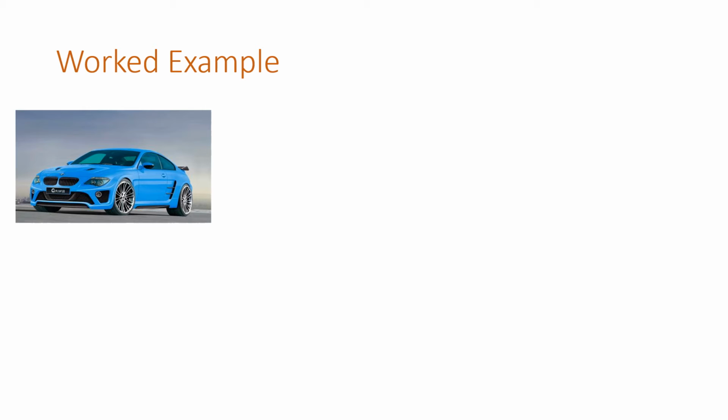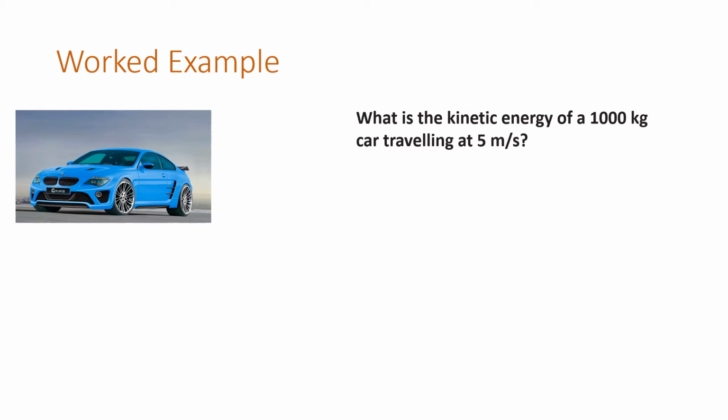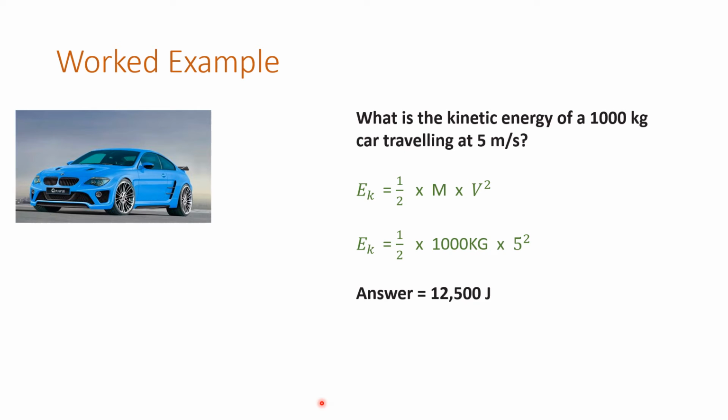Now if we look at an example, what is the kinetic energy of a 1000 kilogram car travelling at 5 metres per second? So if we bring back our trusty equation from the previous slide, kinetic energy is equal to half times the mass times the speed squared. If we plug in our information, it turns into a half times 1000 times 5 squared. If we put that into a calculator, the answer is 12,500. But we also need to make sure to stick the J on the end to give it its unit, otherwise we will lose marks in exams.